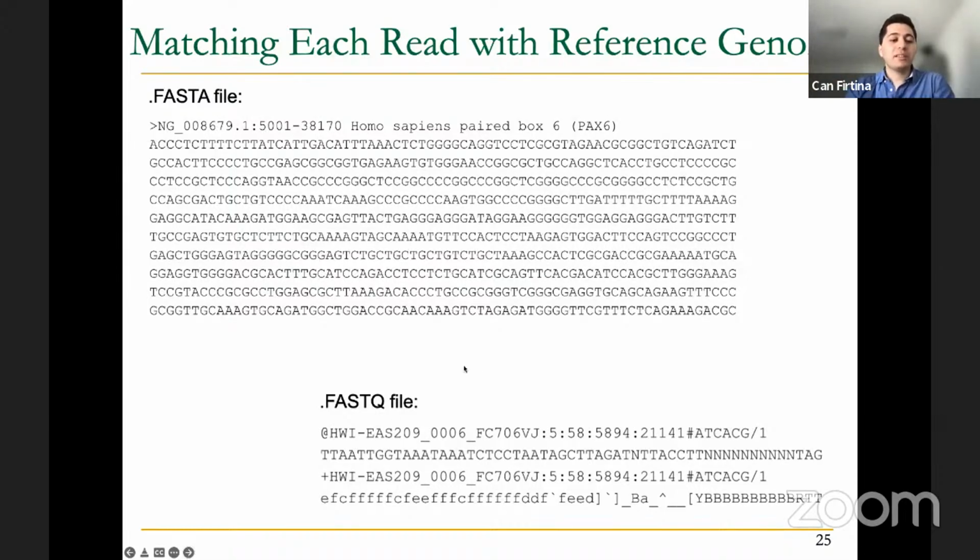And another format is the FASTQ file. The difference between the FASTA file and the FASTQ file is that it includes the quality information of the sequence.